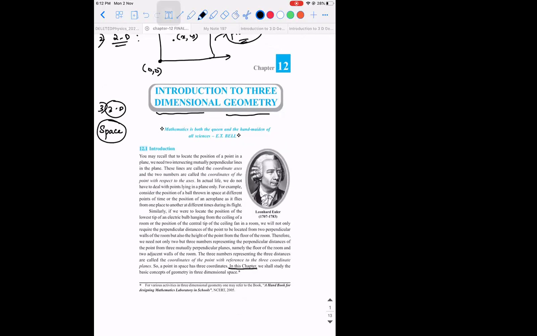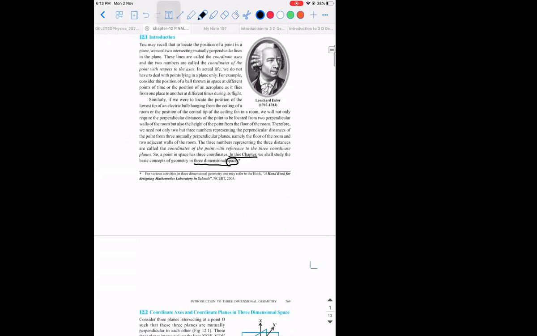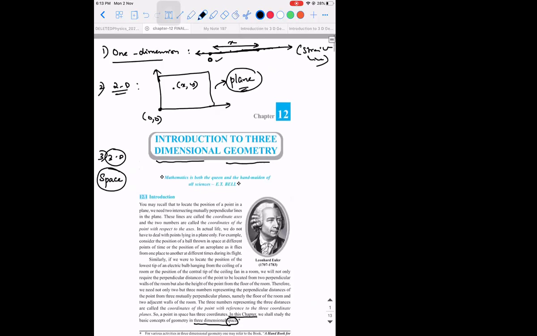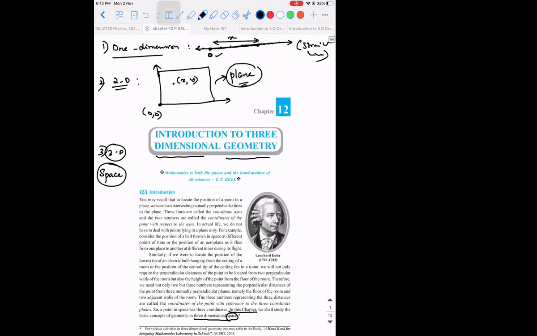In this chapter, we shall study the basic concepts of geometry in three-dimensional space. Guys, am I clear? See, for example, we are in which room? We are in a three-dimensional space, right? Are you guys able to understand or not? Yes, sir. Okay.